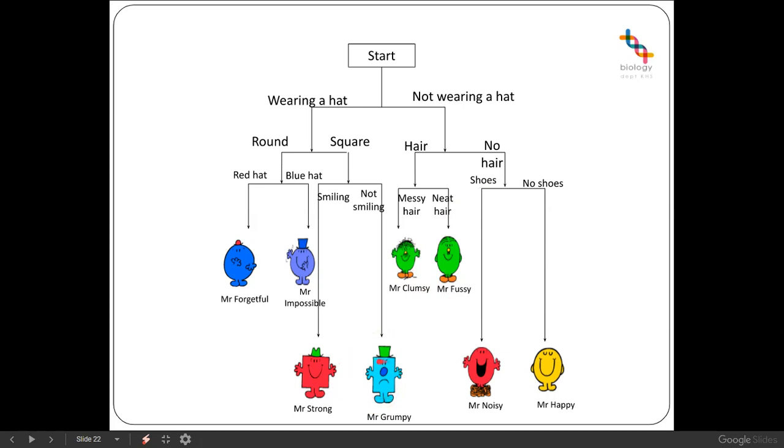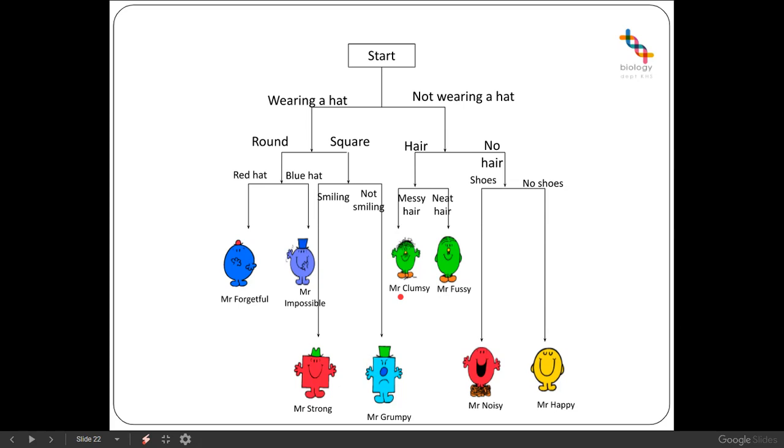So if you were to take one of these individuals, let's say Mr. Grumpy, and you were to look at him and work your way through the branching key. Let's see, is he wearing a hat? Yes, he is. Is he round or is he square? He's square. Is he smiling or not smiling? He's not smiling. It's Mr. Grumpy. And that's how you know your branching key has worked. If you have a little look at the Mr. Men that you have or the organism that you've tried to identify and create your branching key for, you can work your way through it and make sure it makes sense.